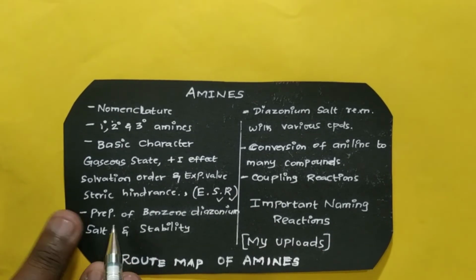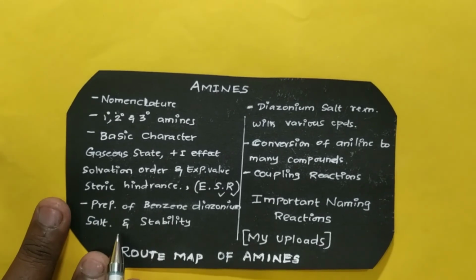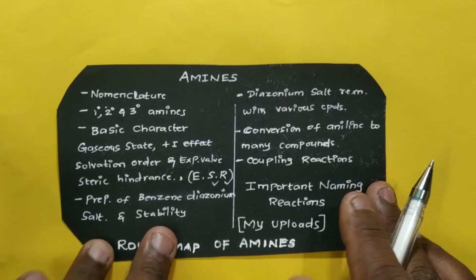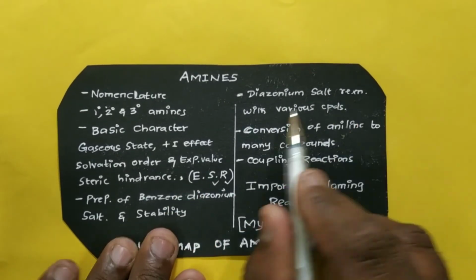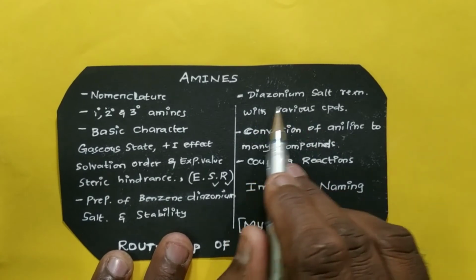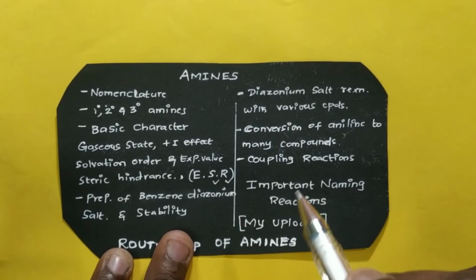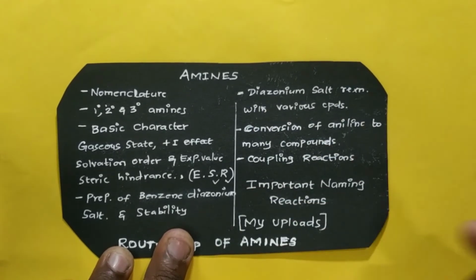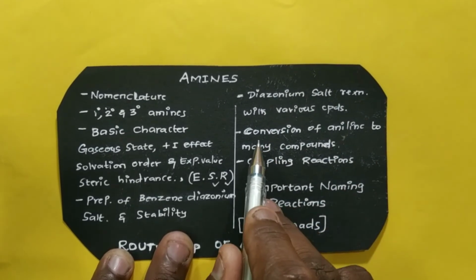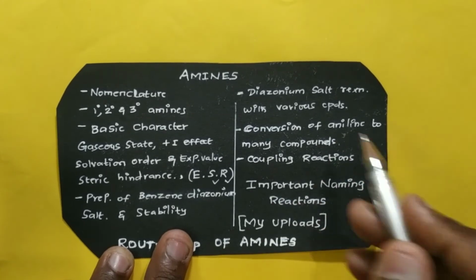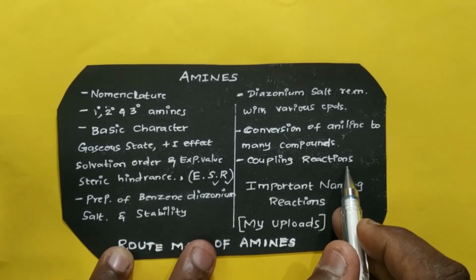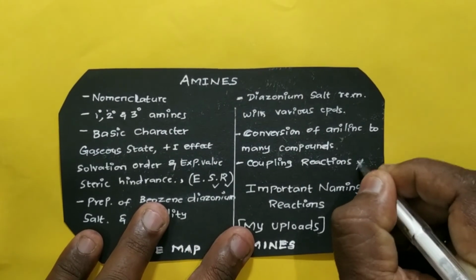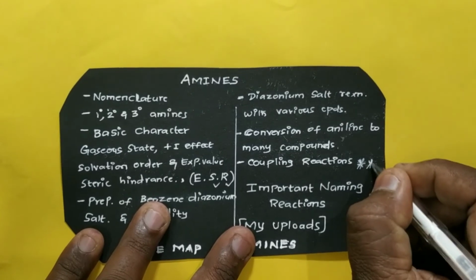Okay, and preparation of benzene diazonium salt and the stability of this compound, that must be very important. And diazonium salt reaction with various compounds, because if we want to remove the nitrogen from aniline or amine, at that time we have to convert this into diazonium salt, then we can convert into various compounds. So here is conversion of aniline to many compounds. And coupling reaction is a very important one. Usually they will be asking a lot of questions in coupling reactions also. So it is also very important.